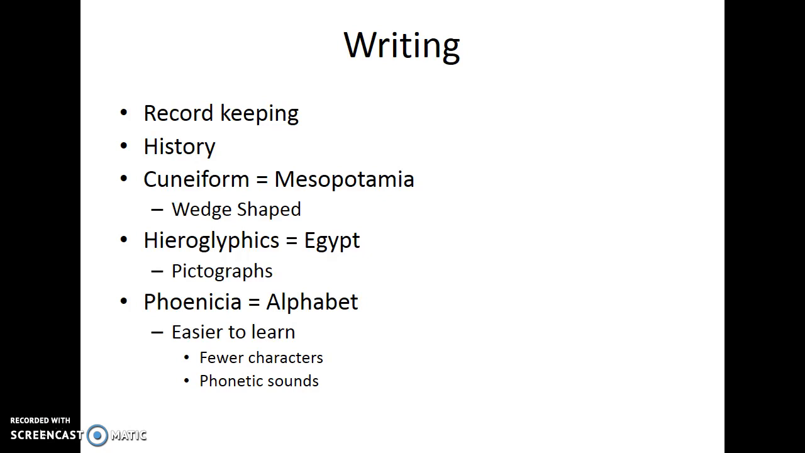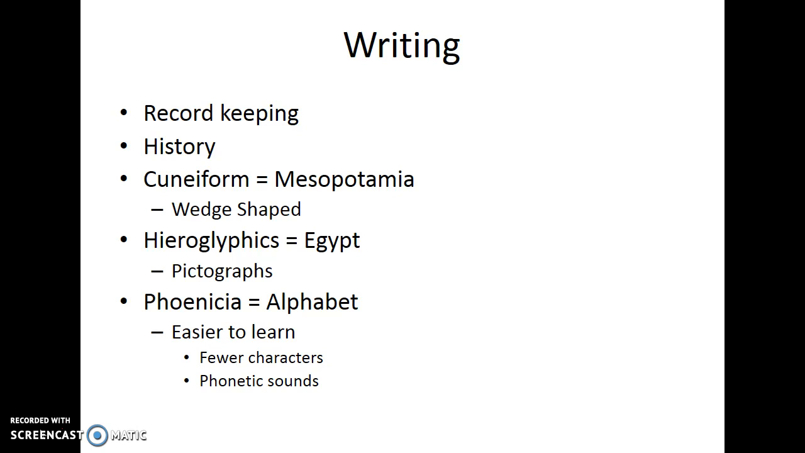Eventually, however, people didn't just keep track of what they were buying or selling, but they began to keep track of events that were taking place. And so with the invention of writing, we also have the invention of history. Now we are able to record events and look back at those recordings and know what happened hundreds and thousands of years ago.